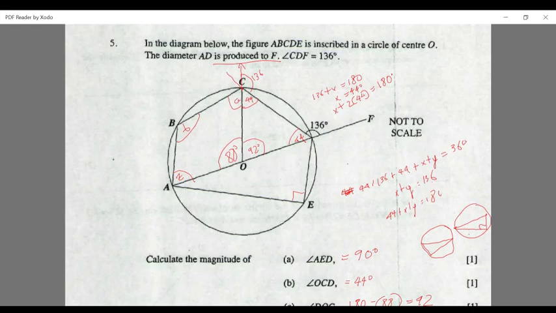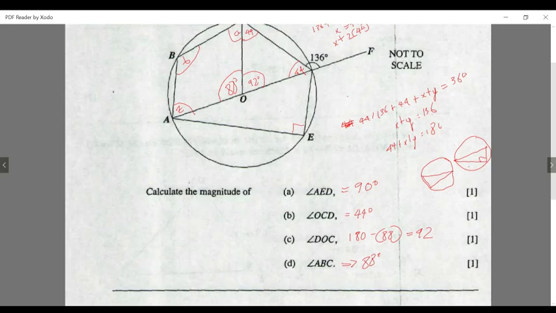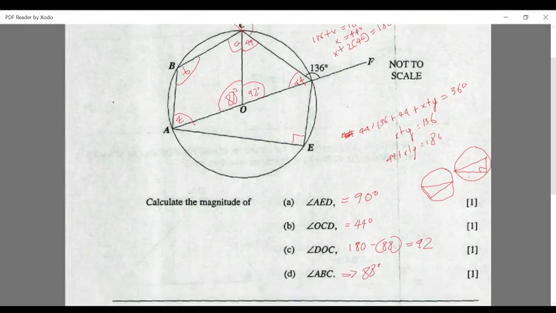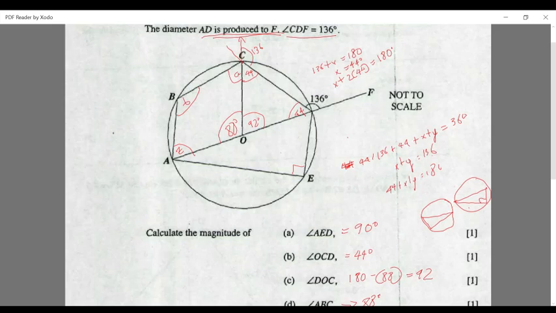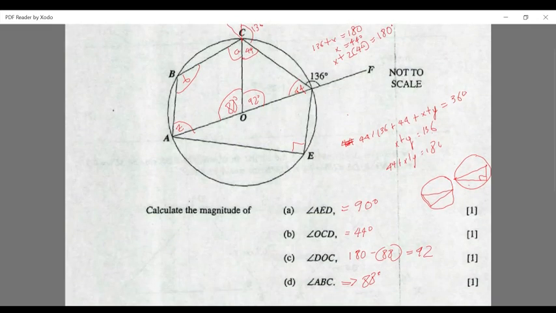So 5, it says in the diagram below, the figure ABCDE is inscribed in a circle of center O. Diameter AD is produced to F, where CDF is 136, and they provide that on the diagram. So it asks to calculate the magnitude of these 4 angles. So this requires you to have some background knowledge. I spent quite some time trying to refresh myself on triangles and circles and inscribed angles, and remembering the rules of quadrilaterals.